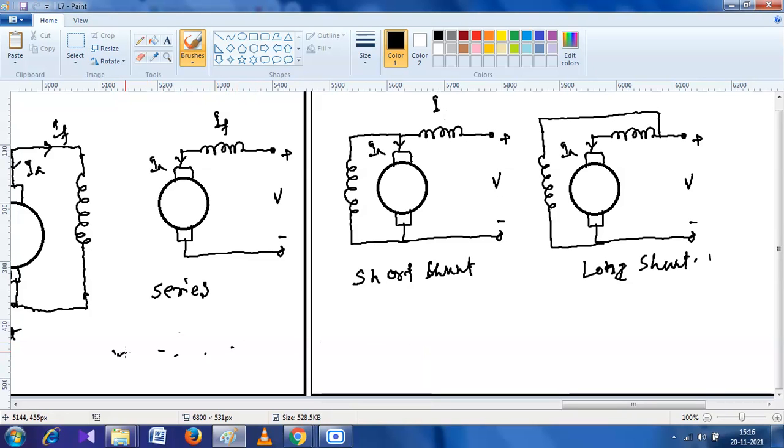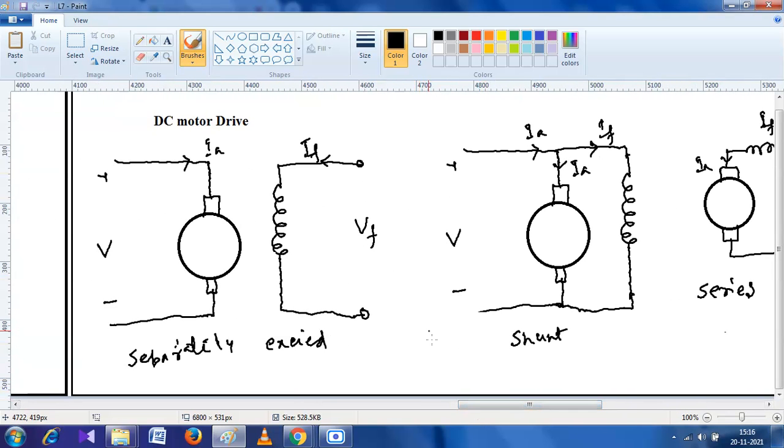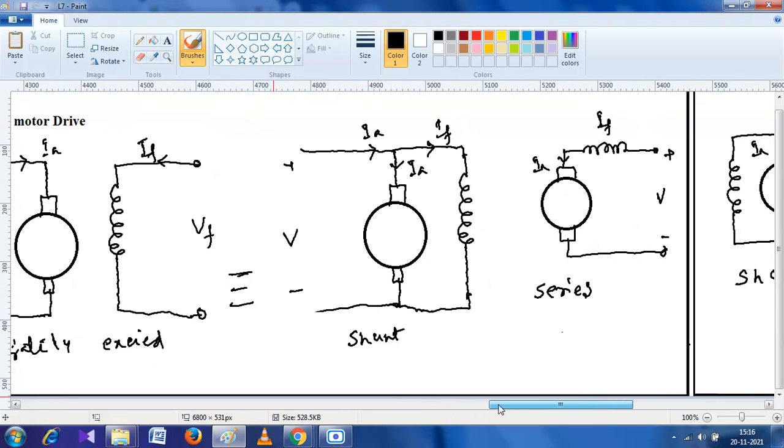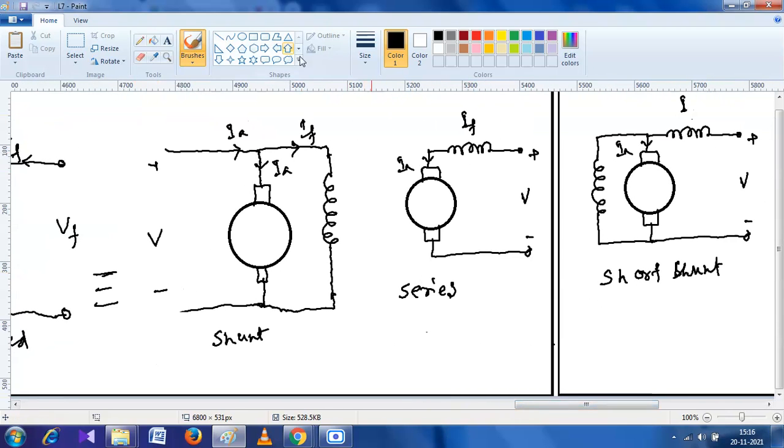And tell me, what is the speed equation? Actually, the characteristics of shunt motor and separately excited motor are quite the same. You can say this is an equivalent type, the separately excited type and shunt type. So first tell me, what is the equation of back EMF?